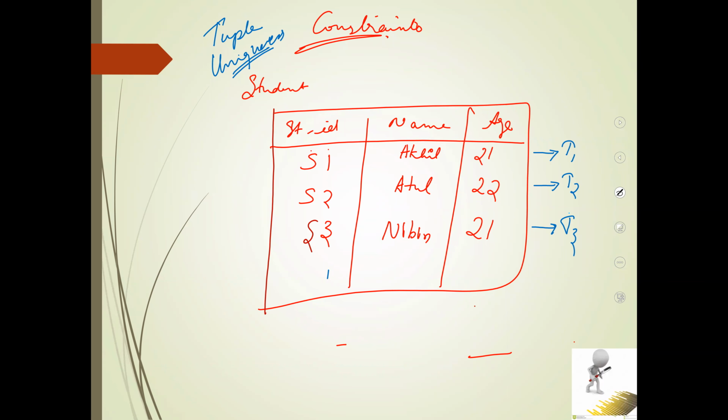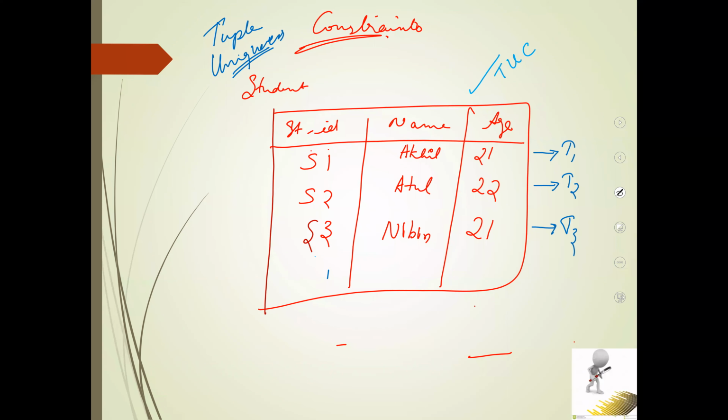Tuple uniqueness constraint. Look here, I have three records, S1, S2, S3, which I call T1, T2, T3. Now, tuple uniqueness constraint means, if I think about a particular tuple or a row, look here, S1, Akhil, 21, there should be no other row in my table which is exactly the same. Now, look here, I just have three records over here. None of the tuples repeat, which means this table, as of now, satisfies my tuple uniqueness constraint.